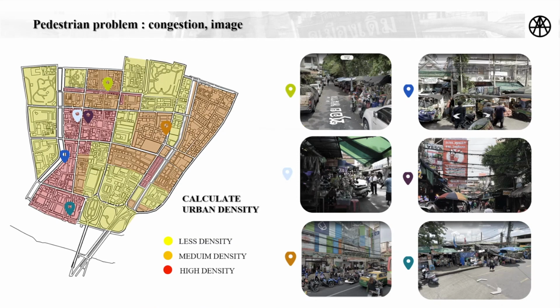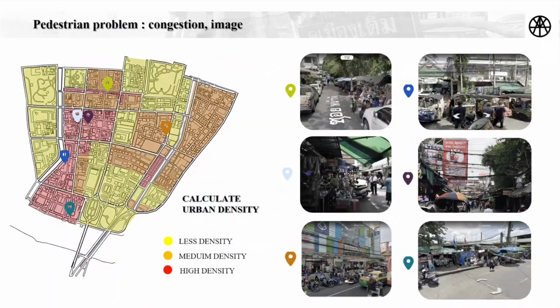And next is about the economic problem. This diagram shows the main roads in this site. Oh, sorry.